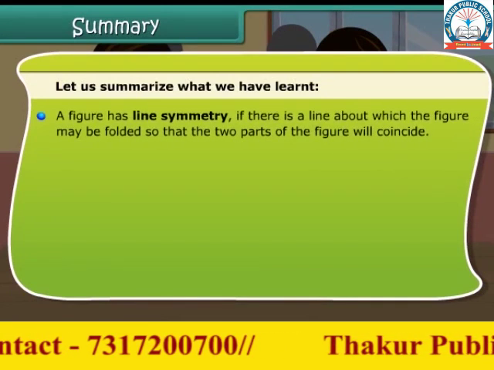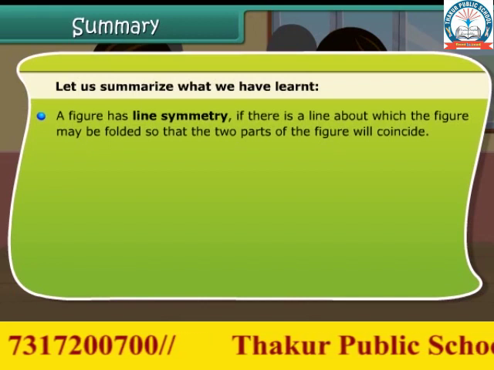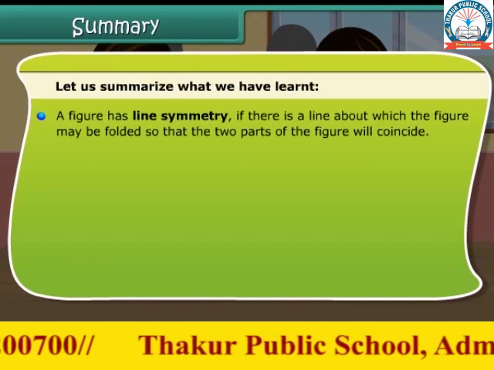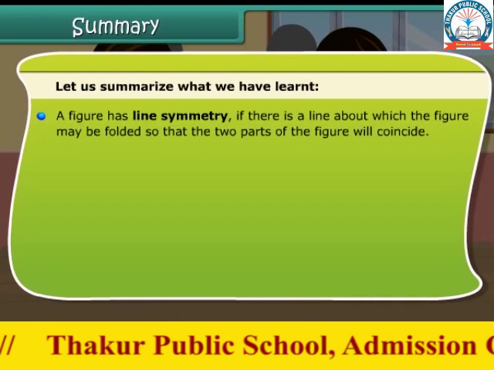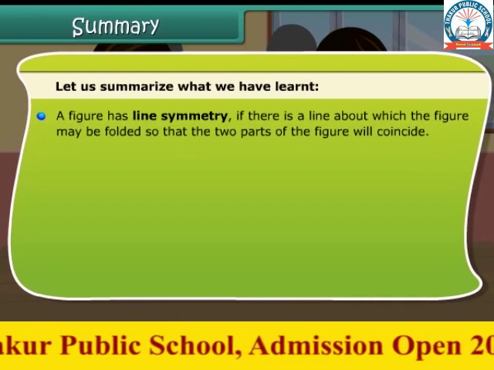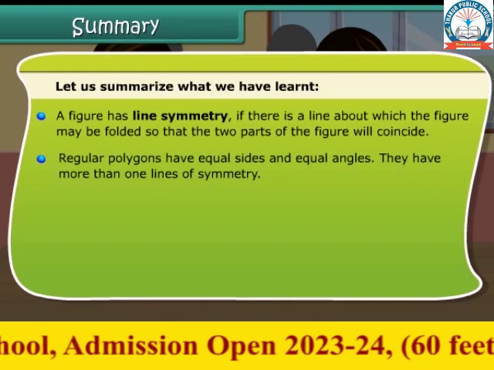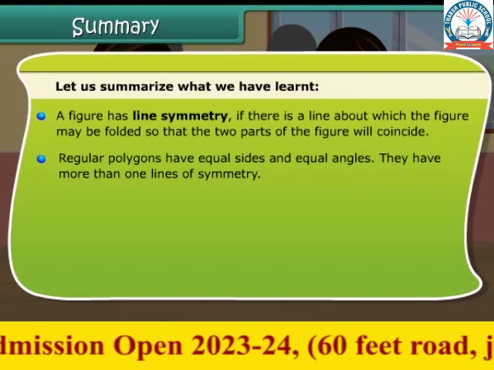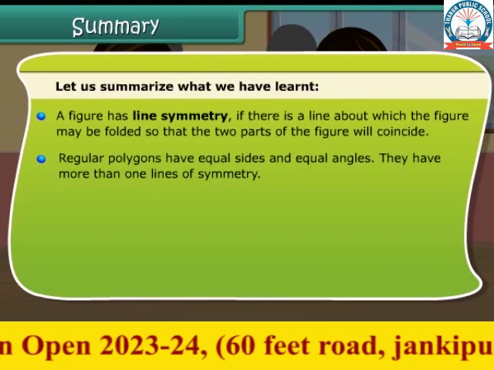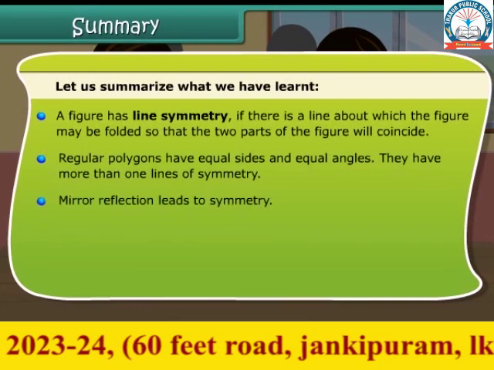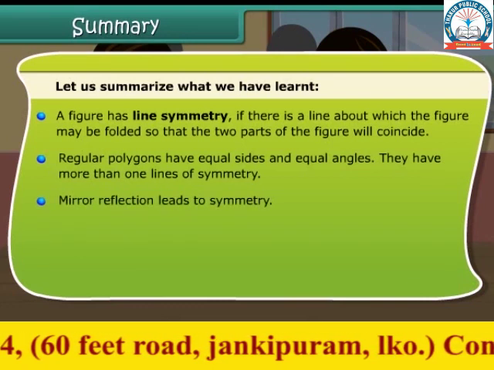A figure has line symmetry if there is a line about which the figure may be folded so that the 2 parts of the figure will coincide. Regular polygons have equal sides and equal angles. They have more than 1 line of symmetry. Mirror reflection leads to symmetry.